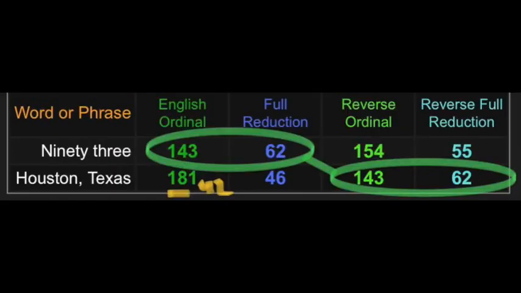We have in cross cipher alignments, 93 equals 143 in simple, 62 in reduction, and Houston, Texas equals 143 in reverse, and 62 in reverse full reduction. So we have a cross cipher match right there.